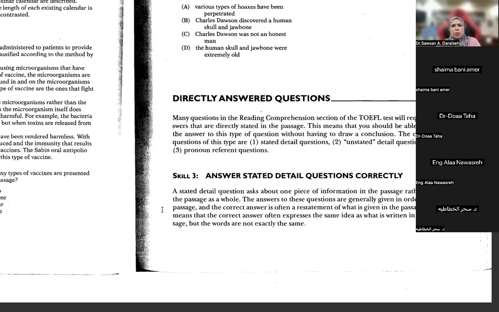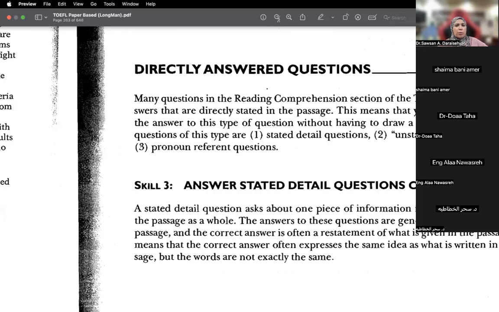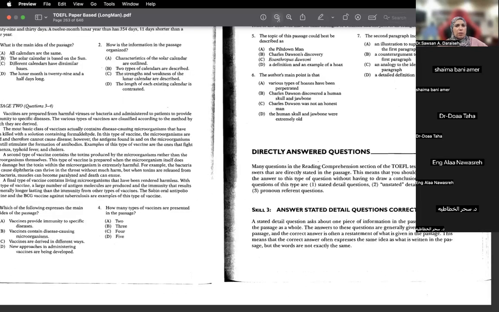So this means that the correct answer often expresses the same idea as what is written in the passage, but the words are not exactly the same. So this is the trick, guys. You have to learn how to understand what is paraphrased. Paraphrased means that the things mean the same, but different wording is used. In Arabic, we always do that, but because your mother tongue is Arabic, you don't complain. So hopefully with you studying and getting used to the language, you also will become stronger, and you will understand what the paraphrased language means, okay? So we're moving on to this now.